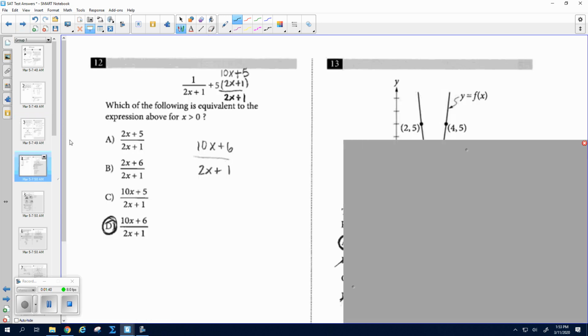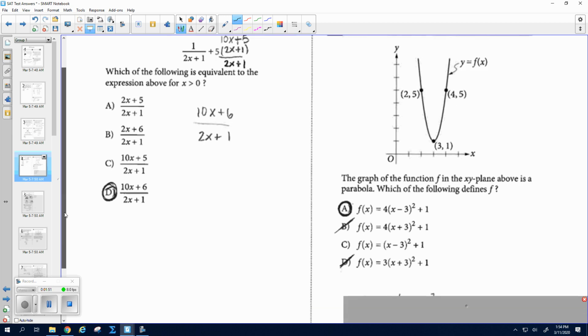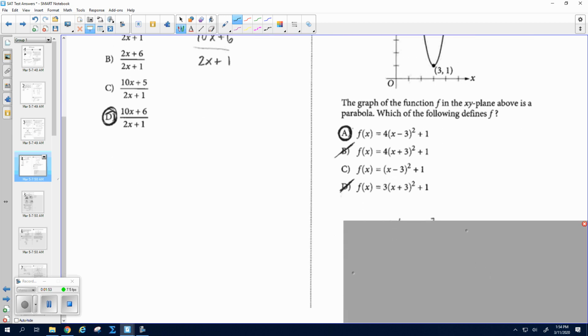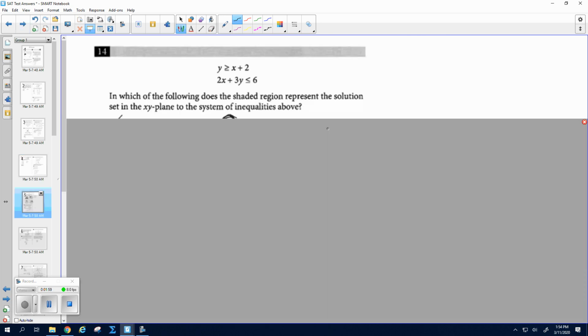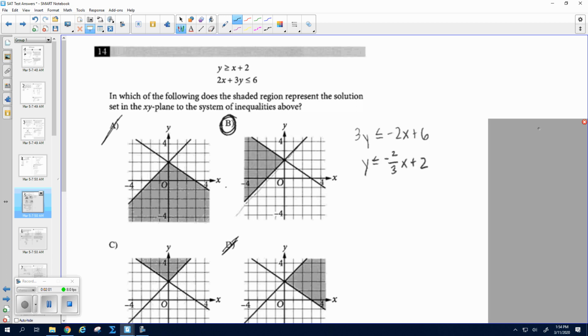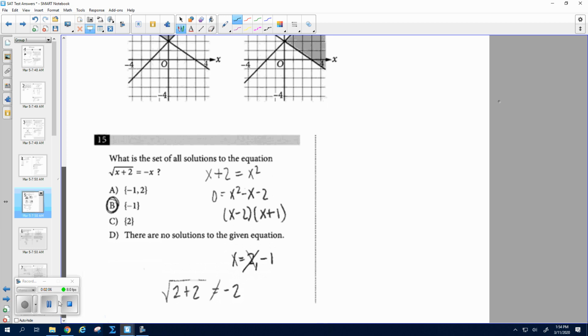Number 12, you just want to get common denominators there, and then you get D. Number 13 is A. You want to know the vertex, and then you can also plug in a point to find A. Is that 14, you guys? Okay, 14 is B. Number 15 is B.